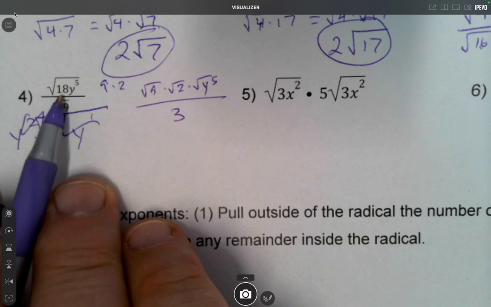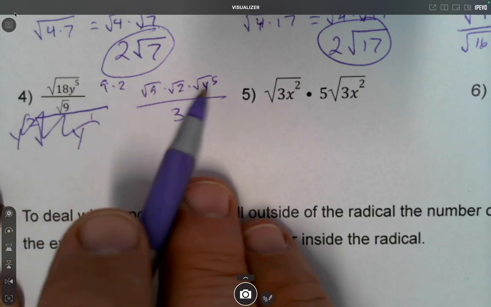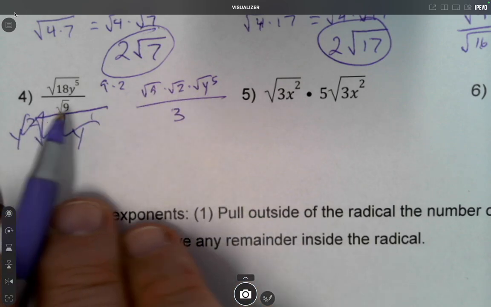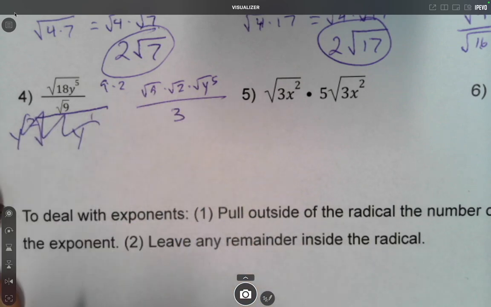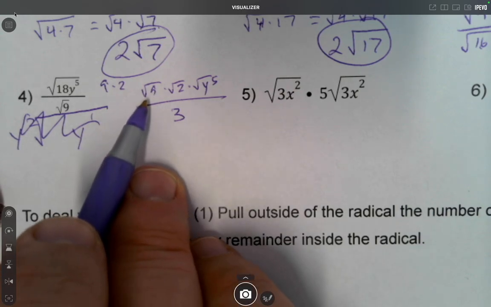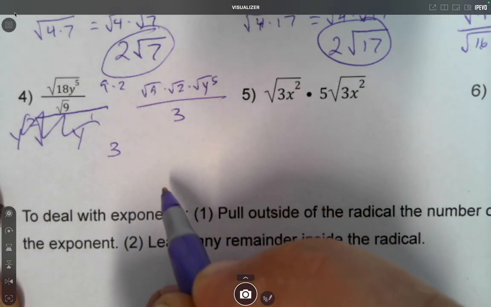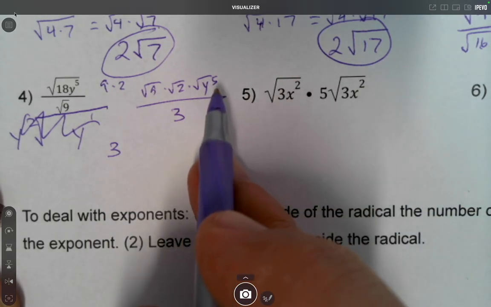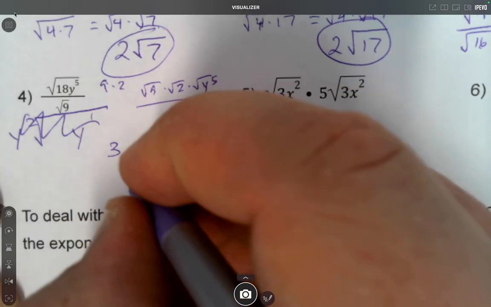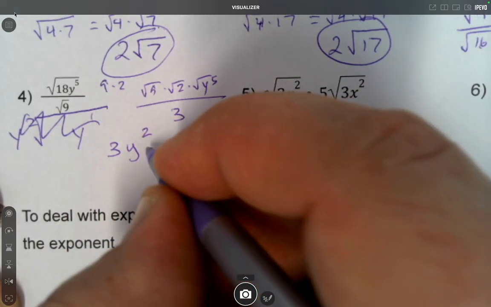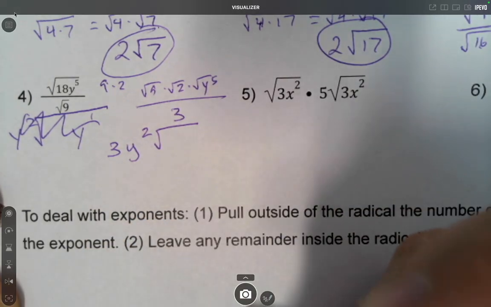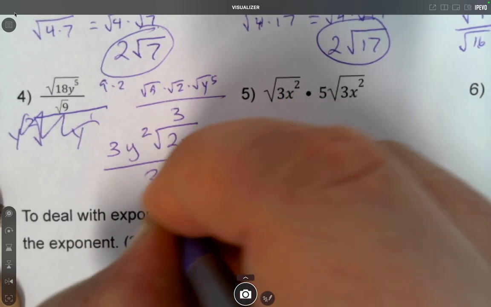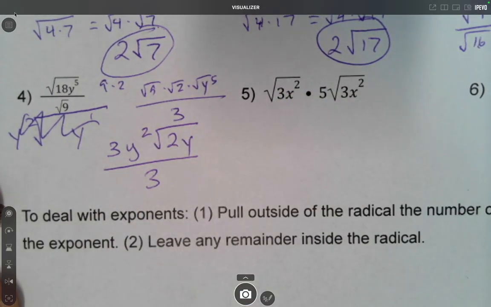So I split 18 up into 9 and 2. I just rewrote the y to the 5th. The square root of 9 is 3. That's already a perfect square. Okay? Now, square root of 9 is 3. And here's where we do the trick down here. We say, all right, how many times will 2 go into 5? 2 will go into 5 2 times. However, 1 will be left over. So we have the 2 still inside and 1 y left inside. That's all divided by the 3 on the bottom.